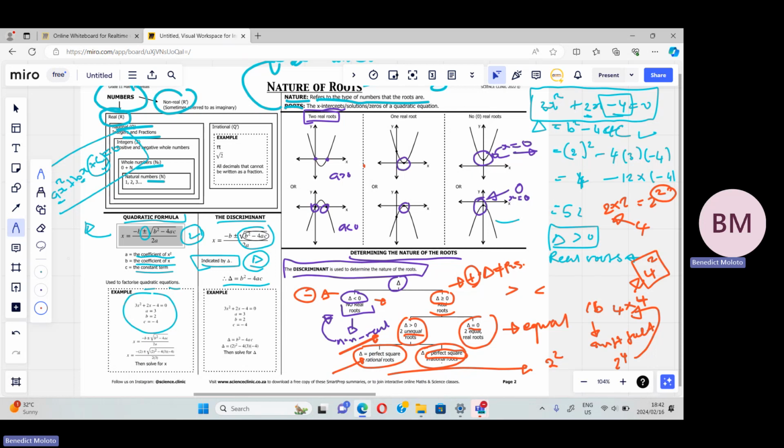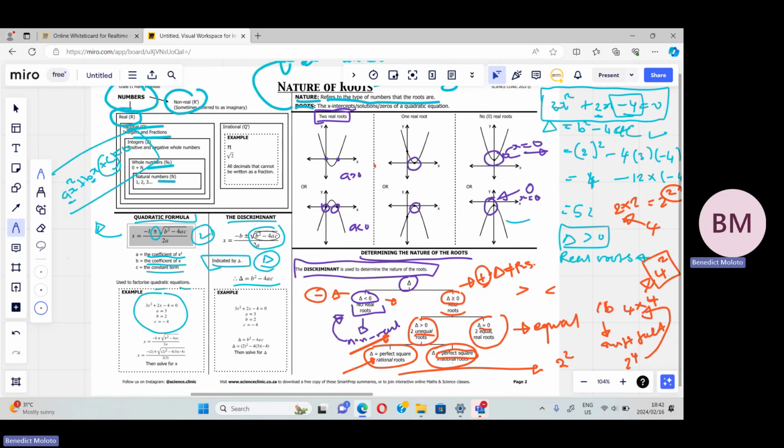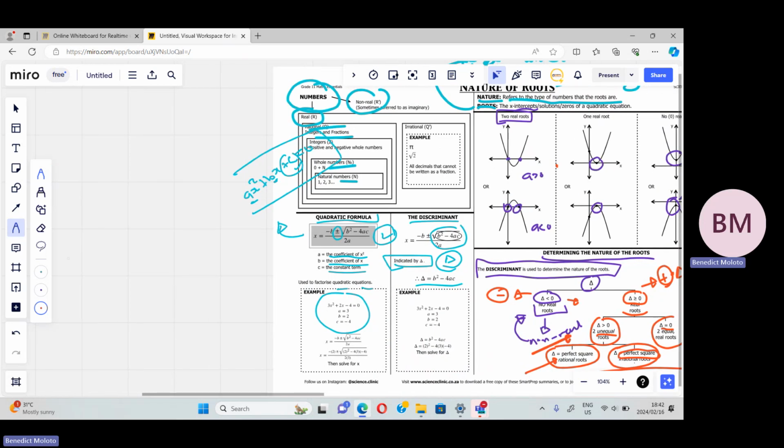As I'm on the subject of roots, I want to explain something quick, because I explained about non-real roots and other things. I want to tell you something that a lot of people don't know.